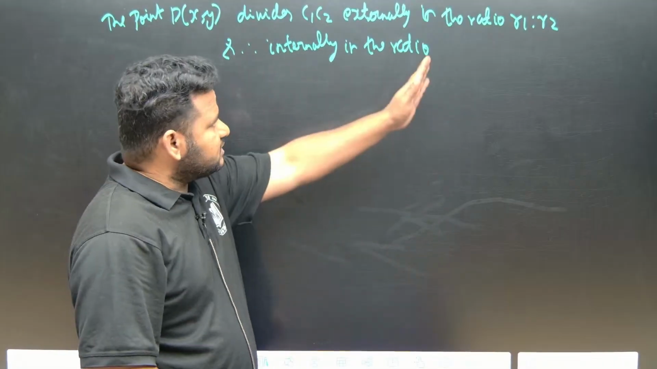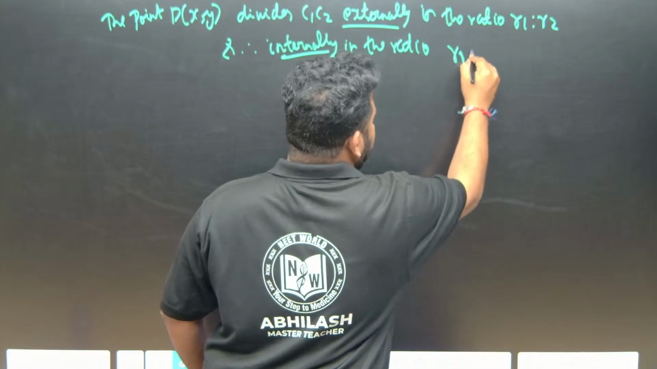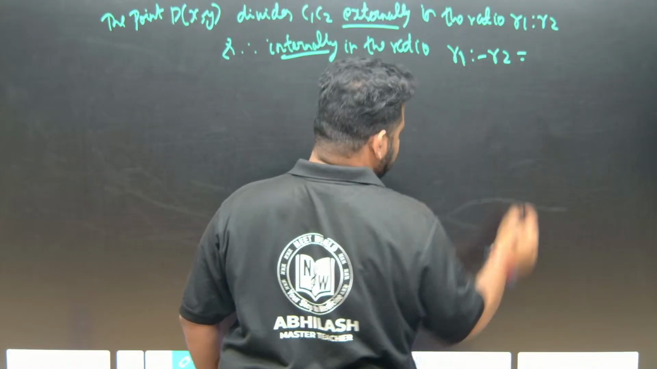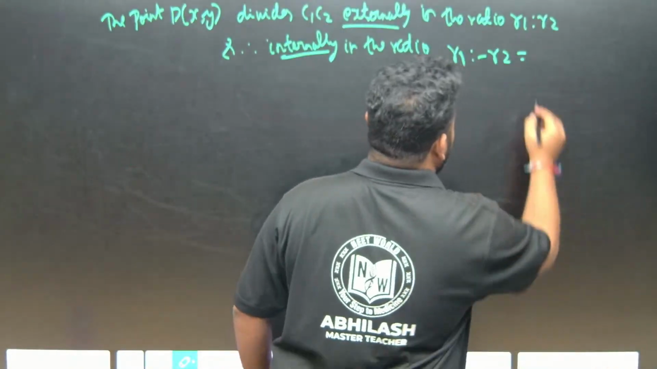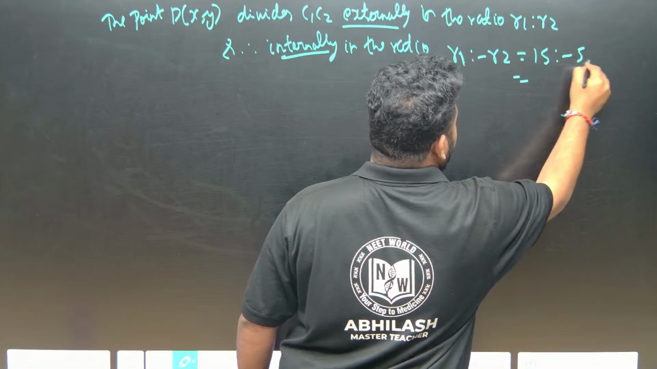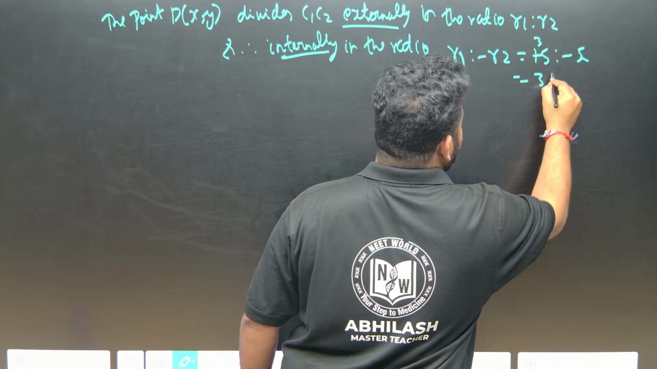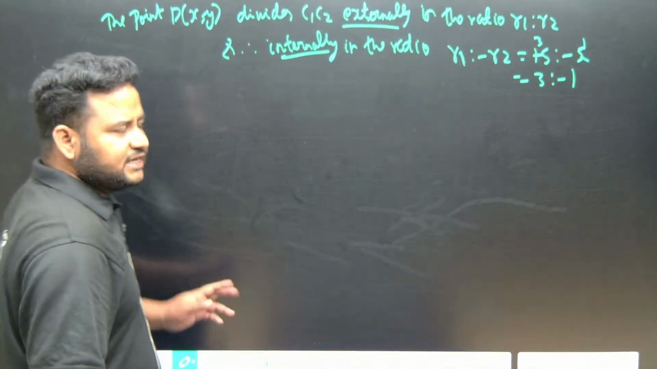Externally it is r1 is to r2, and internally I can write it as r1 is to minus r2. That is nothing but 15 is to minus 5, so 5 ones are 5, 5 threes are 15, so 3 is to minus 1. So Dx, y I can find out.